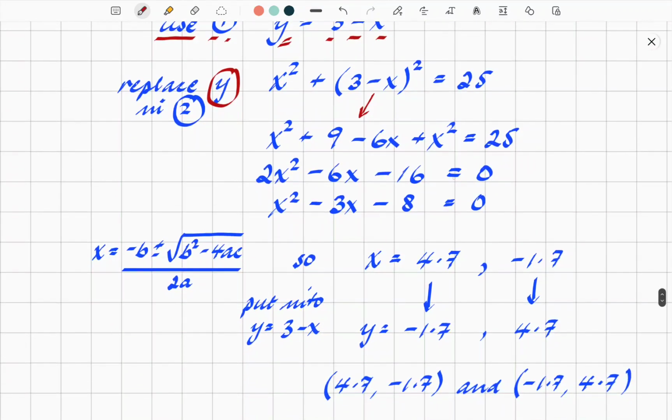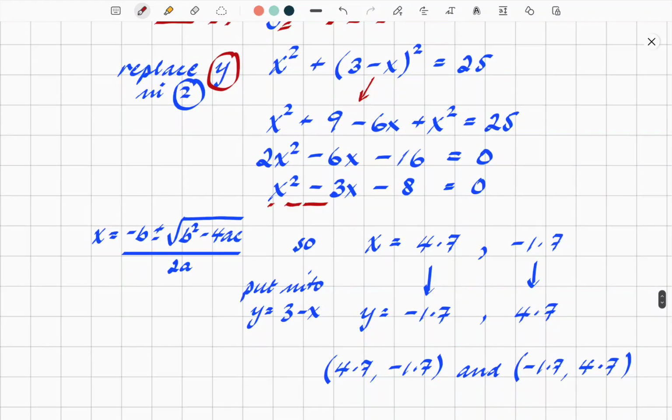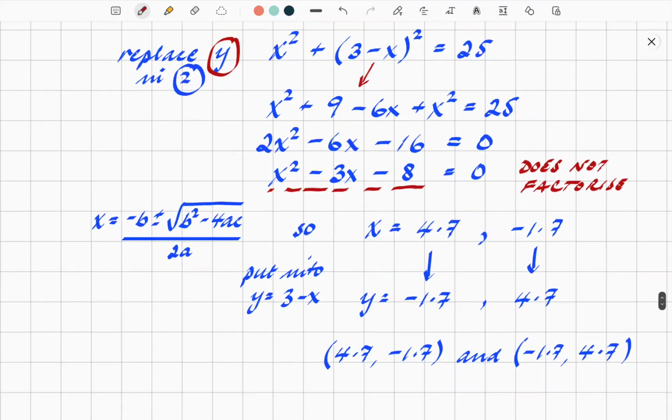All right, tidying all that up, and again, collecting like terms, etc. 2x squared minus 6x minus 16. And that comes up with a quadratic in x, x squared minus 3x minus 8 equals 0. All right, and this one does not factorize. So there's no pretty integer numbers for this one. In your exam, probably the easiest way and the quickest method, so as not to waste time, is use the quadratic formula.